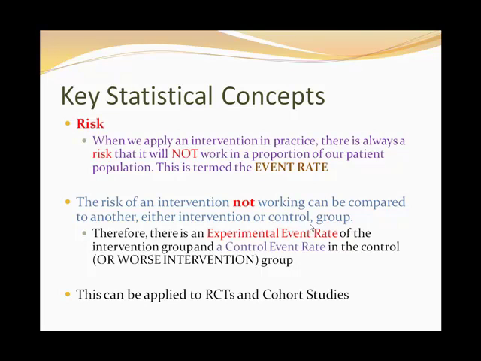But some papers don't have a control group for welfare reasons. So when there's two intervention groups, our experimental event rate is the one with the better result. And this can be applied to both randomized control trials and cohort studies, because both of those levels of evidence papers can actually be applied to two comparison groups.